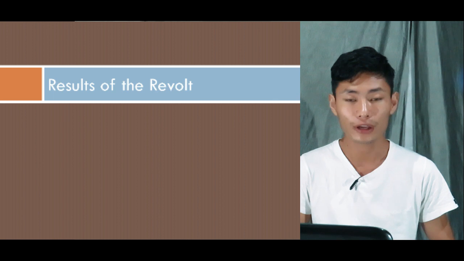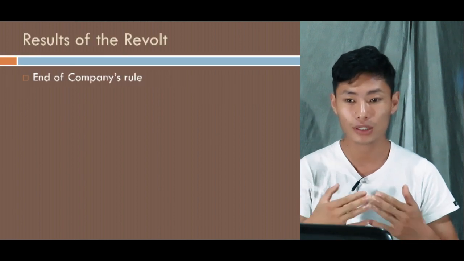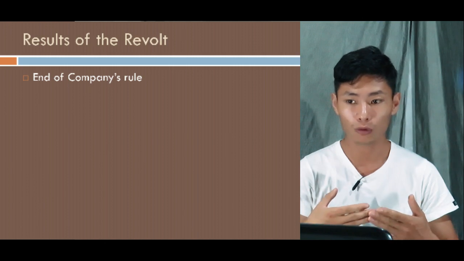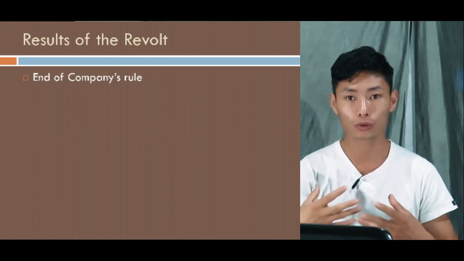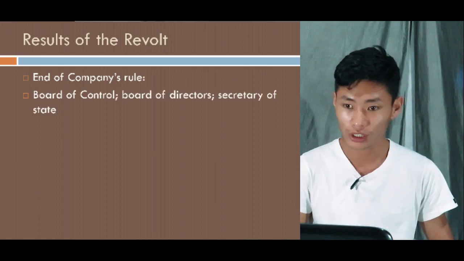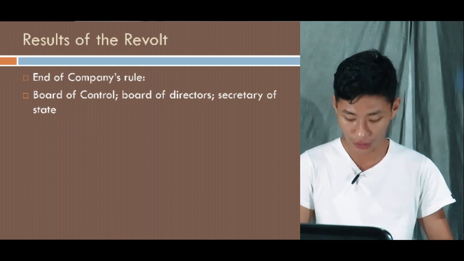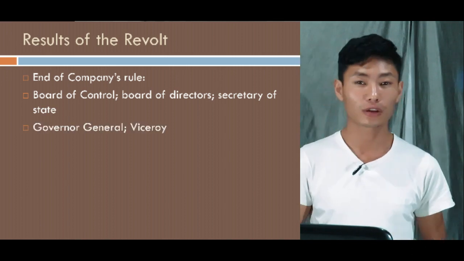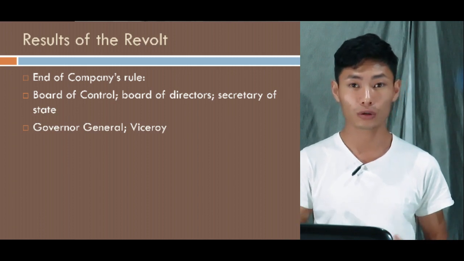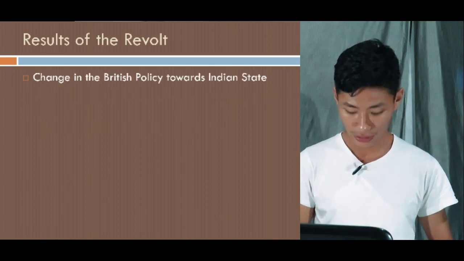So number one, we have end of Company's rule. With the revolt of 1857, the Company's rule came to an end and the power was transferred to the Queen. So India came under Crown rule. And the Board of Control was abolished. The Board of Directors did not have power anymore and the Secretary of State was to act as President of the Board of Directors. The title of the Governor General was changed to Viceroy. So Lord Canning became the last Governor General of India and he also became the first Viceroy of India.